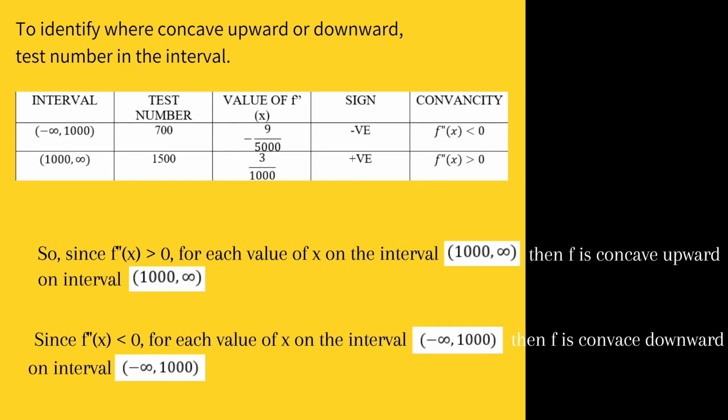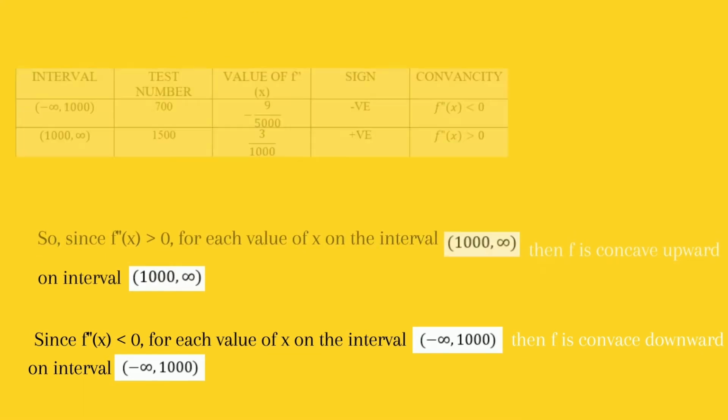We can say that since f''(x) is more than 0 for each value of x on the interval 1000 to positive infinity, then f is concave upward on the interval 1000 to positive infinity. Then since f''(x) is less than 0 for each value of x on the interval negative infinity to 1000, then f is concave downward on the interval negative infinity to 1000.